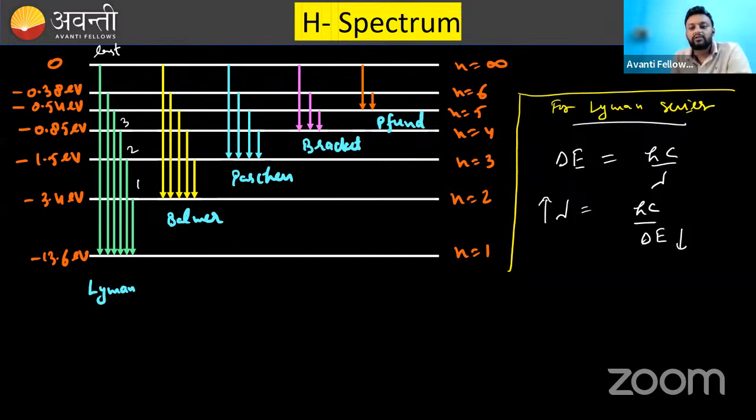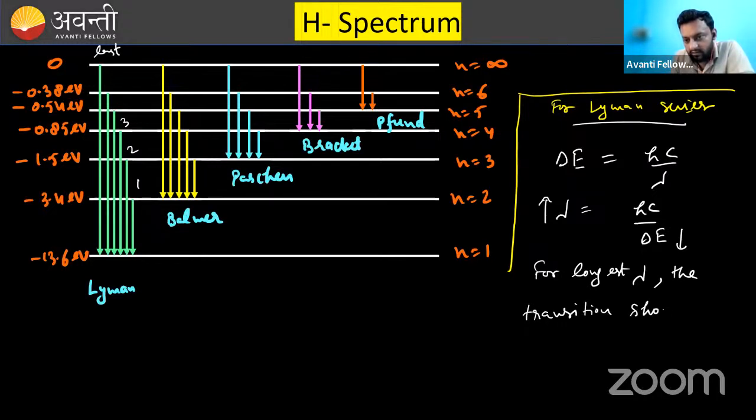Okay, very good, Gauri. So I will tell you a basic punchline so that you can remember. For longest wavelength, the transition, you understand, na? The transition means movement of electron. The transition should be nearest.